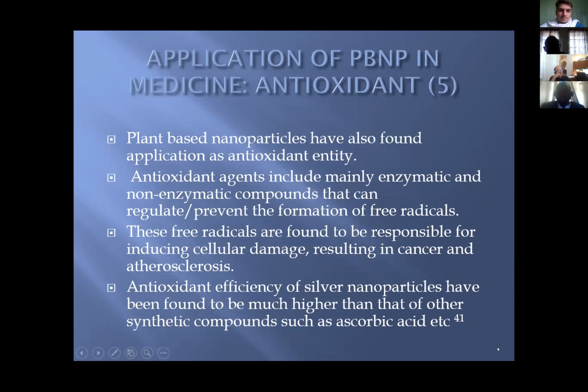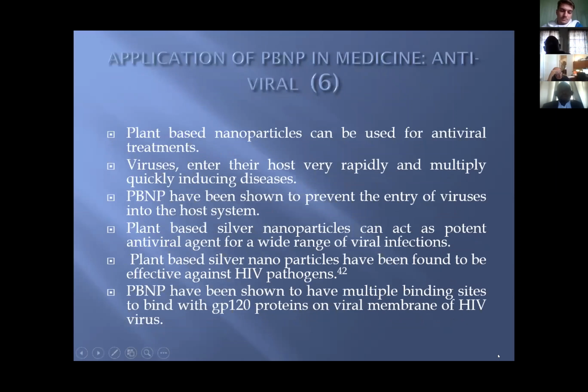They have also found application as antioxidants. Antioxidants prevent the formation of free radicals, and we know that free radicals promote cancer. They induce abnormal mitotic divisions of cells. So nanoparticles, which can act as antioxidants, can be used to prevent cancer by suppressing free radical formation. They have also evaluated the antioxidant capacity of certain nanoparticles, and they have found it to be greater than some conventional models, such as ascorbic acid. So these plant-based nanoparticles have shown to be very promising and useful in nanomedicine.